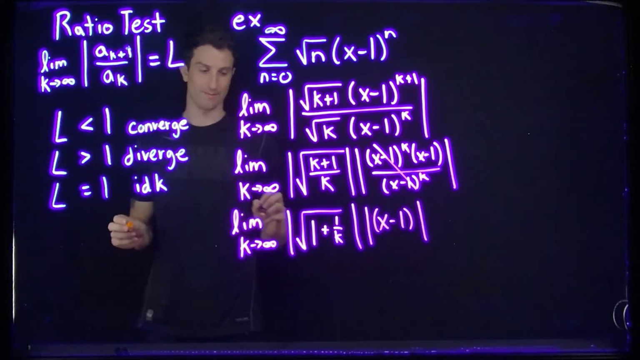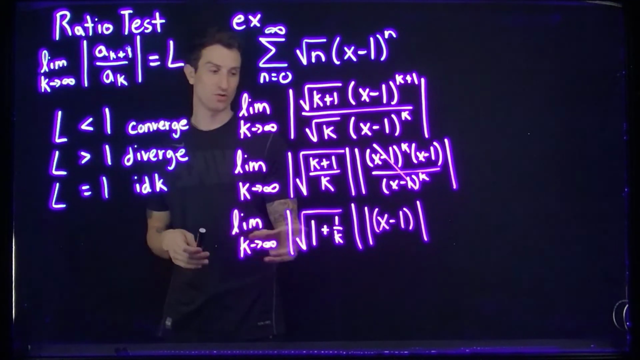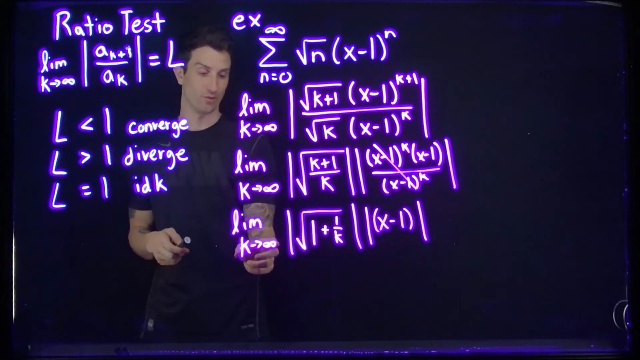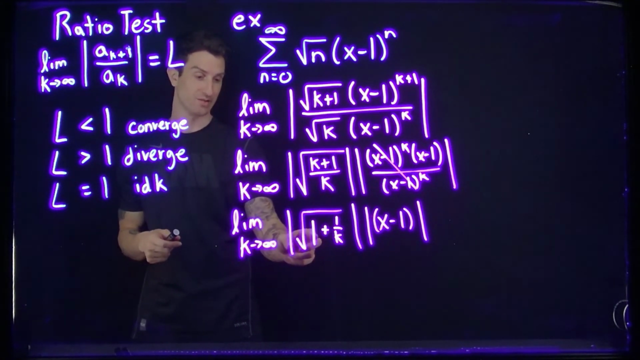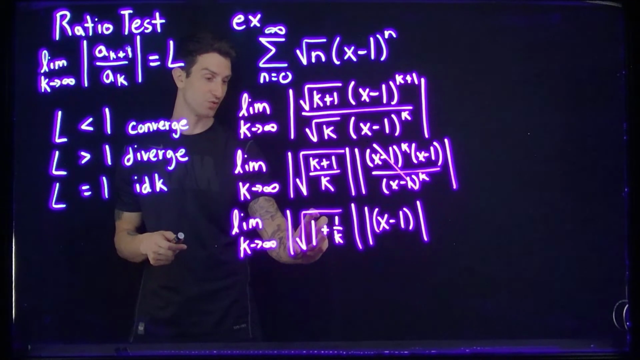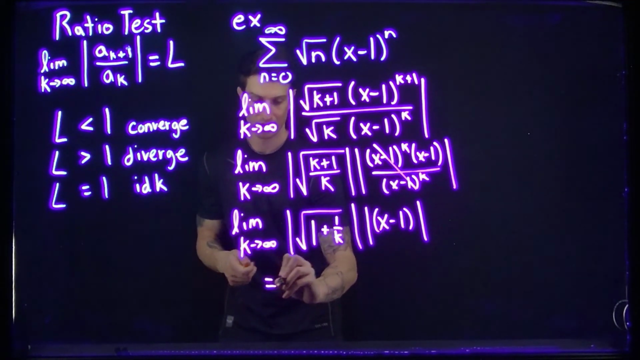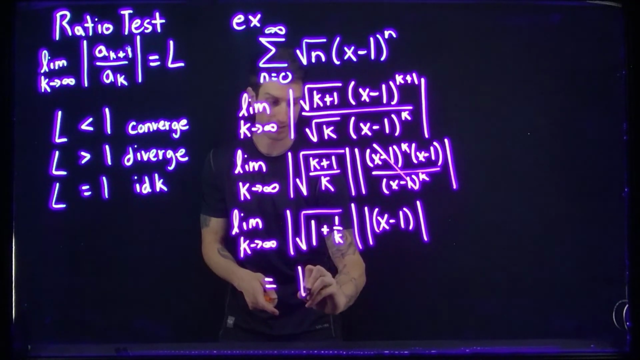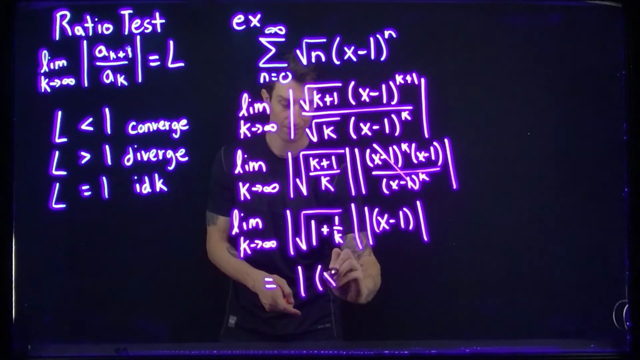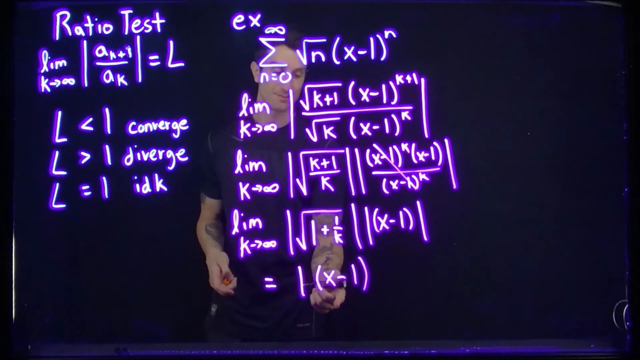Okay, we're at a pause point, because now what's going to happen when I plug in infinity? Well, this is going to be 1 plus 1 over infinity. That's going to go to 0, so we'll just end up with the square root of 1, which is 1, times x minus 1. So this is our limit. We just essentially have x minus 1.